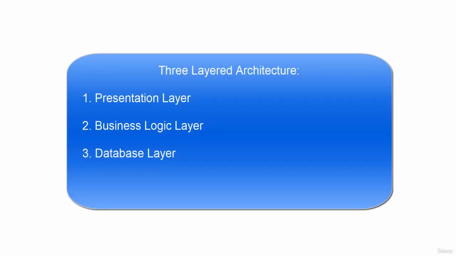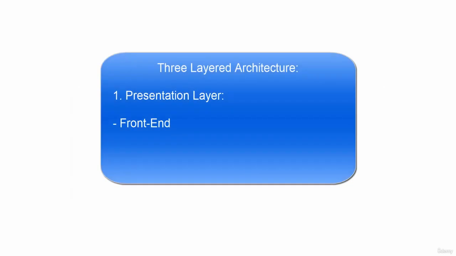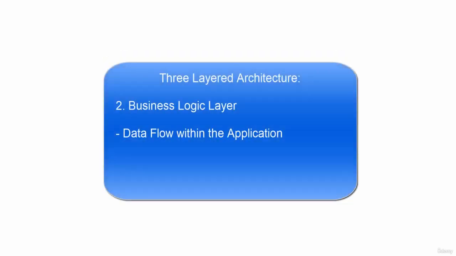Web applications follow a three-layered architecture: presentation layer, business logic layer, database layer. Presentation layer, also known as the client layer or front end. This layer is responsible for presenting information to the user. It includes systems that fetch the required data from the application. When a user interacts with the application, their browser sends a request to the web server, which responds with the requested information.